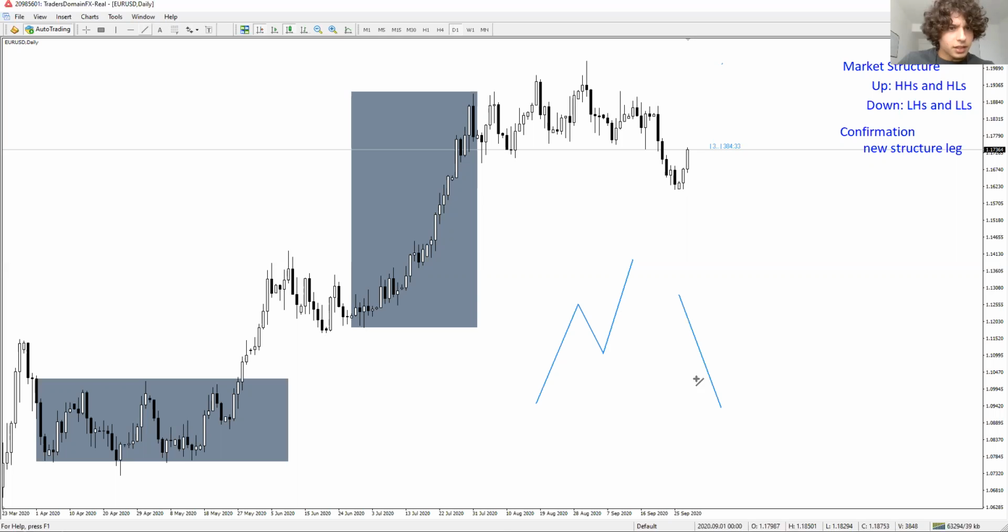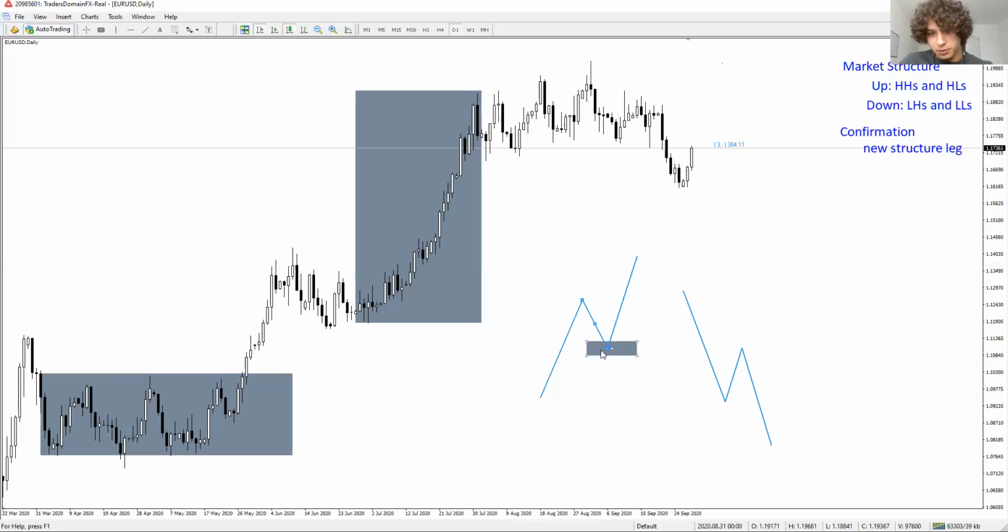If price is making these right here, these are new structure legs. If price is in an uptrend, price will make a high, and this is your new structure high, but then it'll make a new low. And in the process of making this new low and this new high, this is what I would call a new structure leg right here. This would be your new leg. And the reason I call it a leg is because it's kind of supporting the uptrend, right?